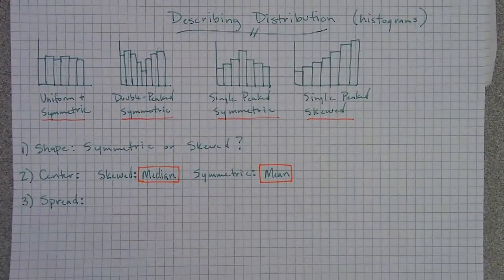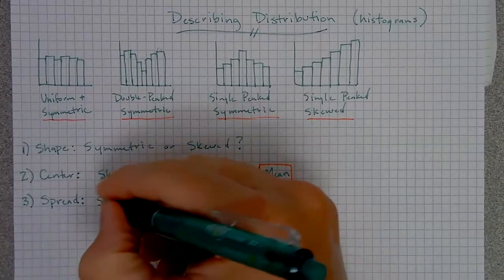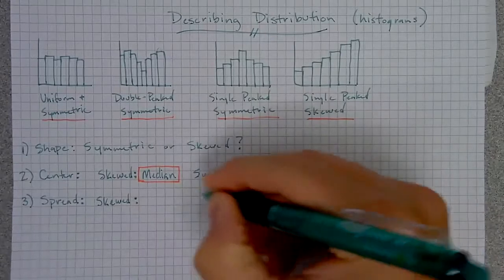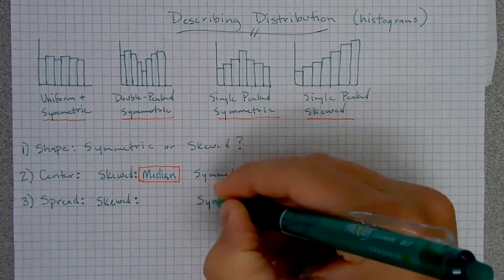Okay, and then the third thing we can use to describe the data is referred to as the spread, how spread out is everything. And again, it's going to fall on whether or not it is symmetrical or not.